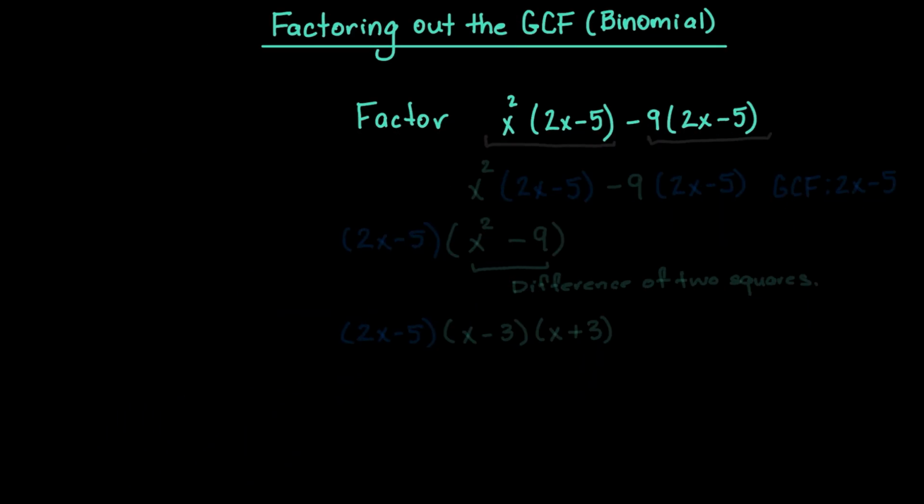Okay, our next example, we want to factor x squared times 2x minus 5 minus 9 times 2x minus 5. Get our mindset and where our two terms are. That's our first term and that's our second term. I'm going to rewrite so we can see factors that are similar in each term.